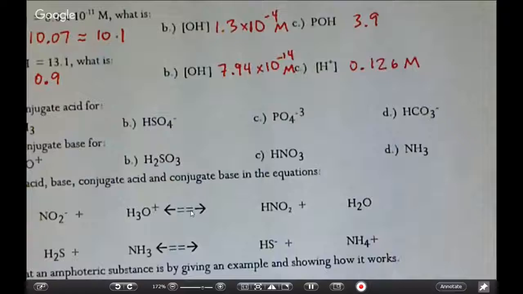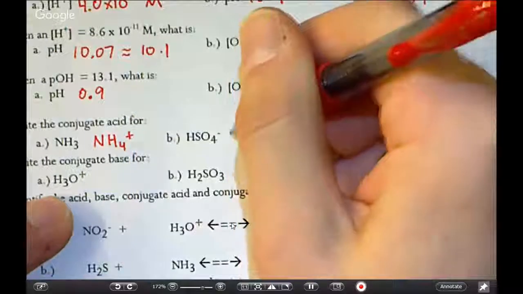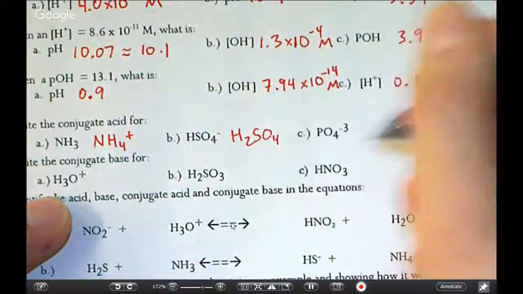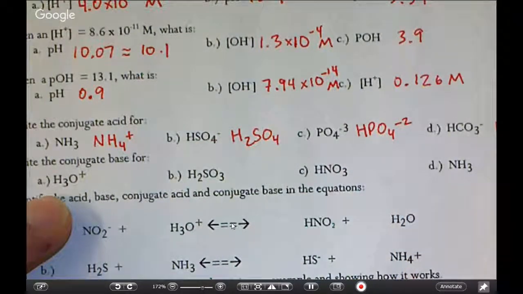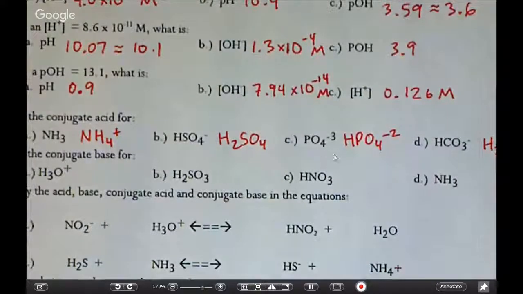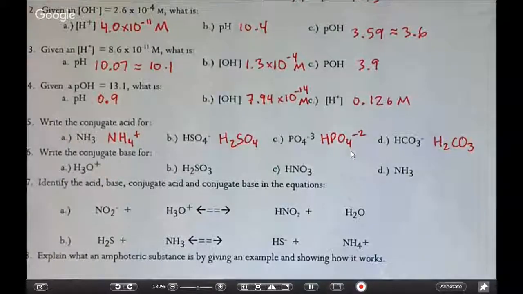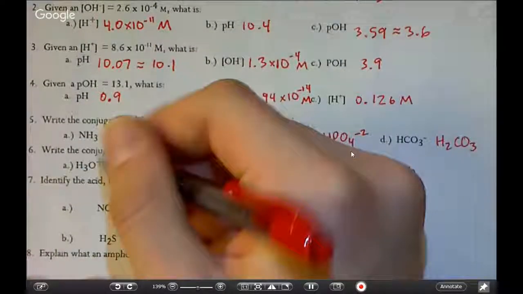Conjugate acids, number 5. If we add an H plus, you should have an NH4 plus 1. Here we have H2SO4. So here are your conjugate acids. For 5C, does the H have to be in front? Yeah, we're making the conjugate acid, and except for ammonia or ammonium, acids will generally have the H out in front. Conjugate base, we take away an H plus.